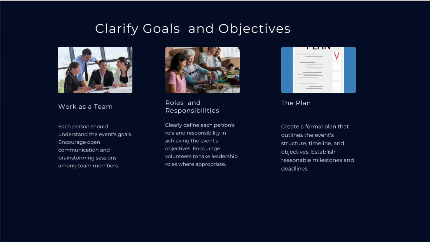Roles and responsibilities. Clearly define each person's role and responsibility in achieving the event's objectives. Encourage volunteers to take leadership roles where appropriate. The plan. Create a formal plan that outlines the event's structure, timeline, and objectives. Establish reasonable milestones and deadlines.